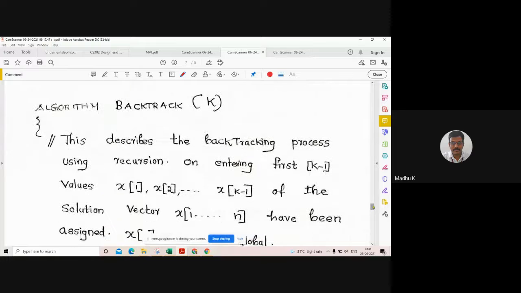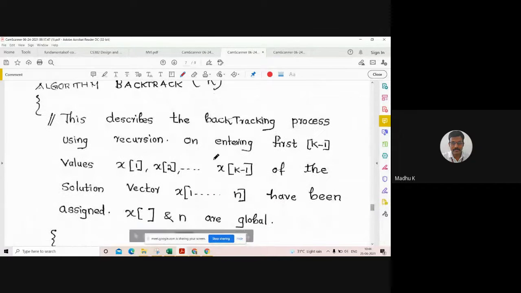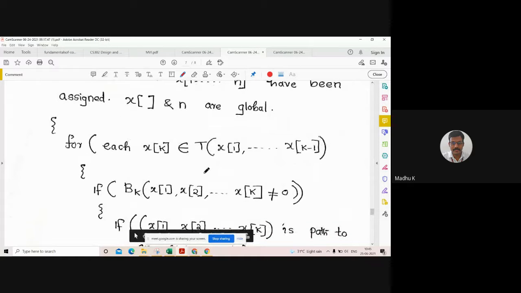Next, this is the backtrack approach algorithm. In backtrack, this is a recursive algorithm, and it describes the backtracking process using recursion. On entering, the first k minus 1 values x of 1, x of 2, etc., x of k minus 1 of the solution vector are already assigned. Then this is the basic process.